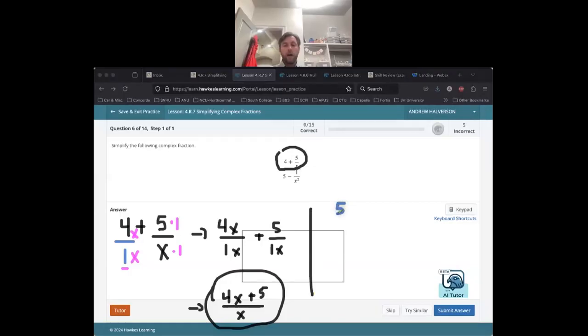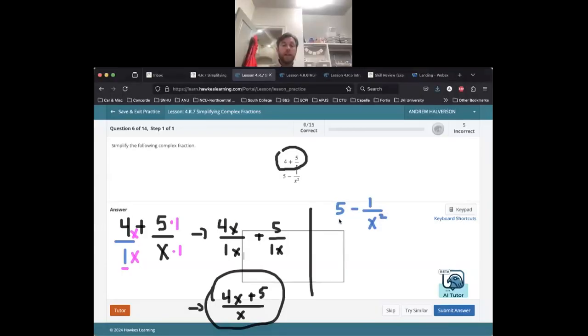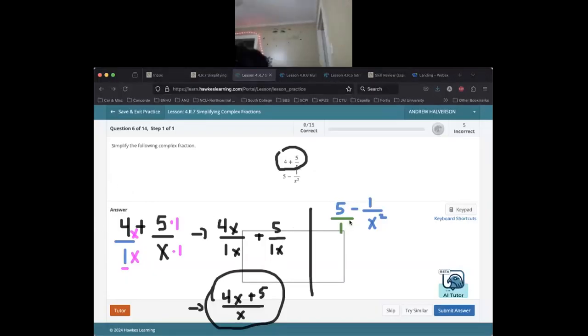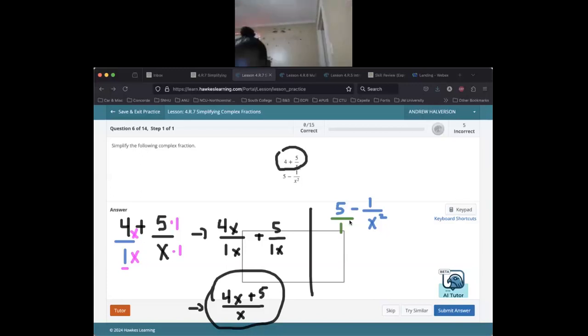I want one fraction in the denominator as well. So that means I have to combine these: 5 minus 1 over x squared. When you see a plain 5 and you've got fractions, you need to think of it as 5 over 1. So what's the common denominator here? Or how am I going to get it? Let me say it that way. It'll be 1 when you flop the x squared over 1. So it'll be 5 minus x squared.